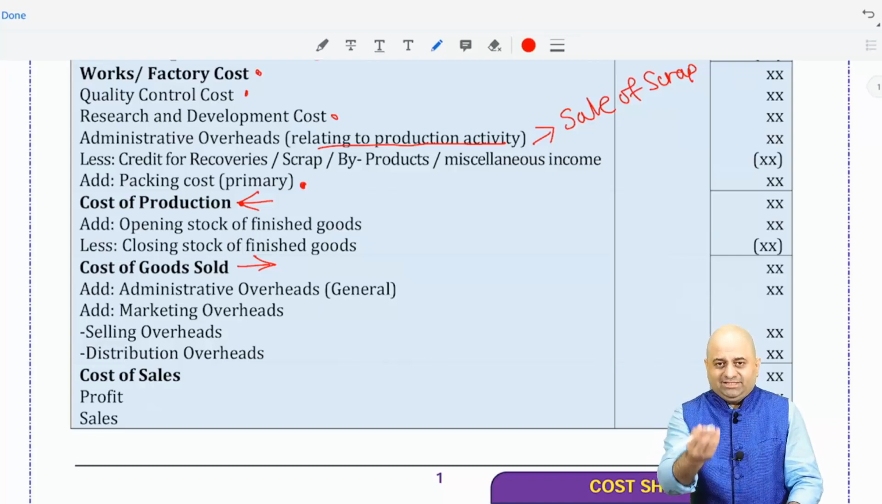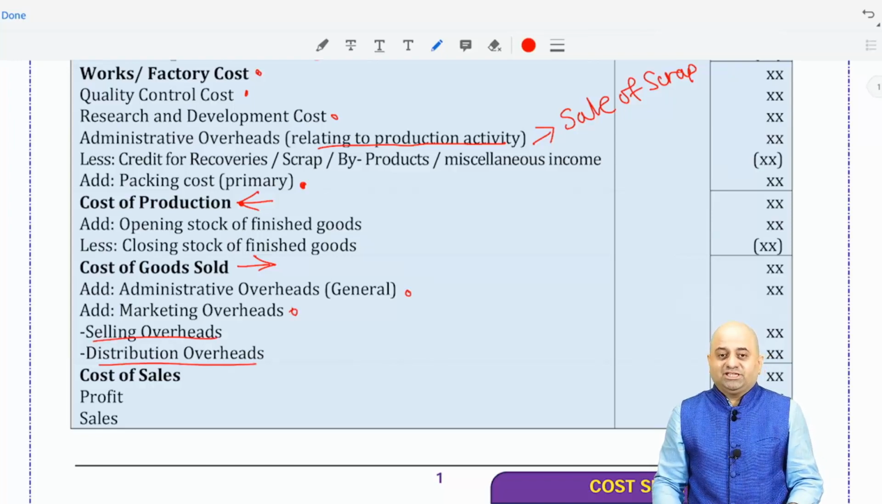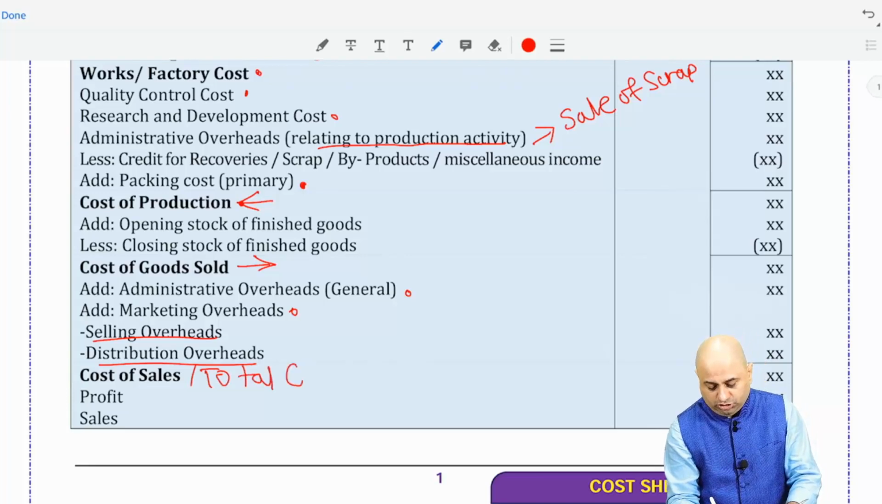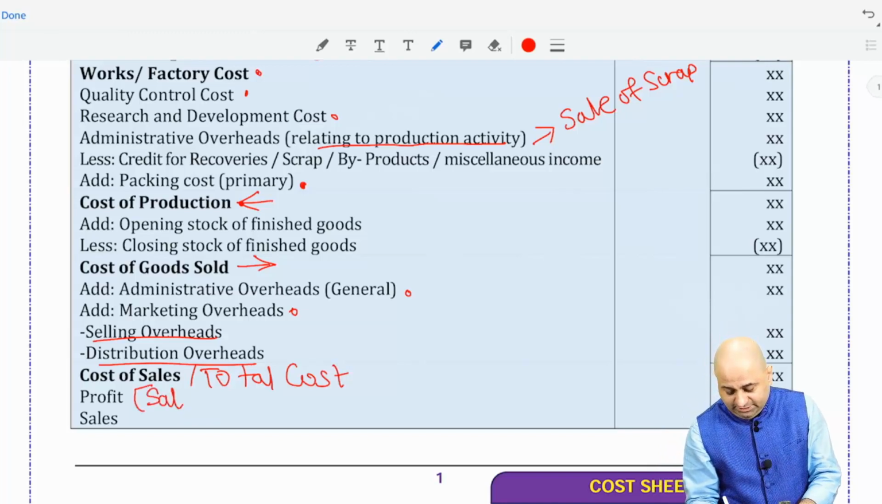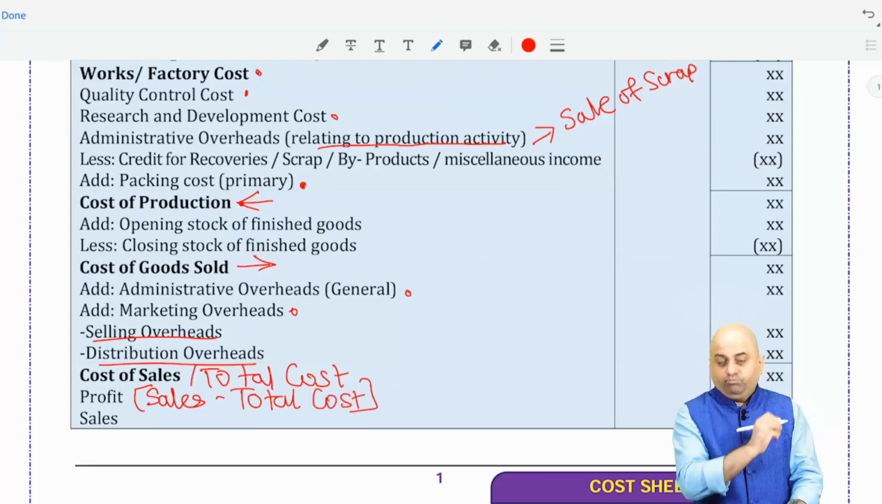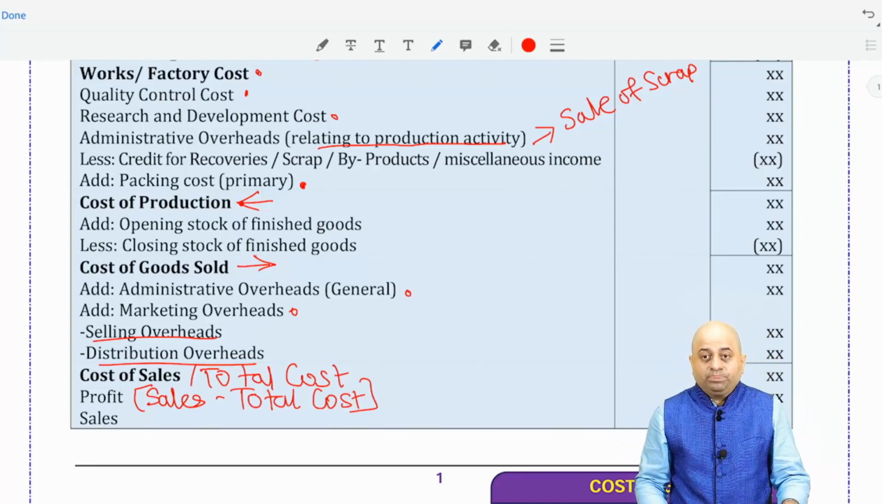And after that, you can see these both overheads, admin, general, and marketing, that is selling and distribution. We have discussed that, my dear friends. There is nothing new over there, if I may put it that way. Cost of sales can also be known as total cost. If you add profit to that, you get sales, but sales minus total cost is what will give you profit if sales is given in the question. With that, I finish the discussion of the cost sheet format, but as I told you, I've got to discuss a few things about cost of goods sold and cost of production.